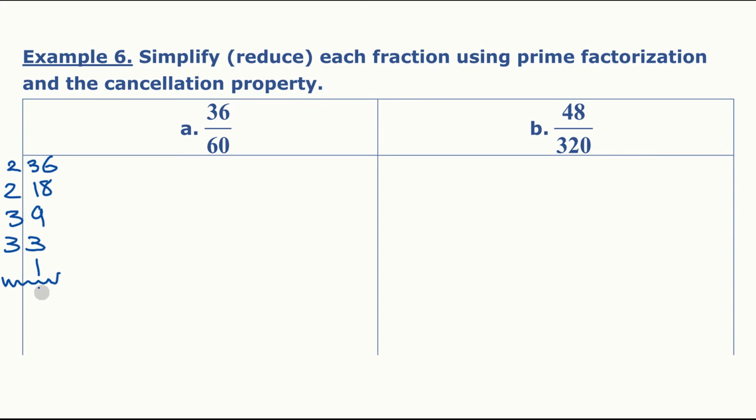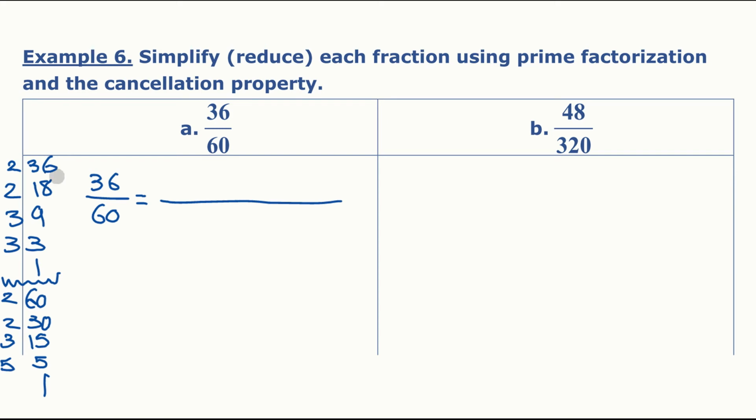Now we can do the same for 60, so I'm going to start that right below. So 2 gives us 30, and then 2 gives us 15. 3 gives us 5, and then 5 gives us 1. All right, so now we can write 36 over 60 as, for 36 we're going to write 2 times 2 times 3 times 3, right?